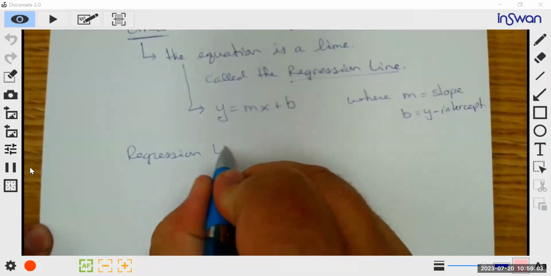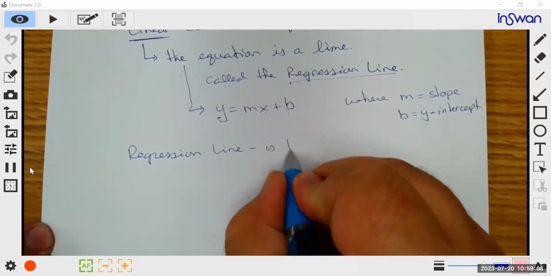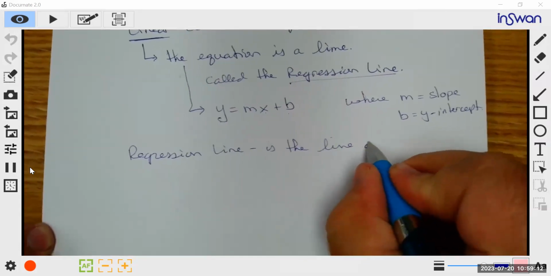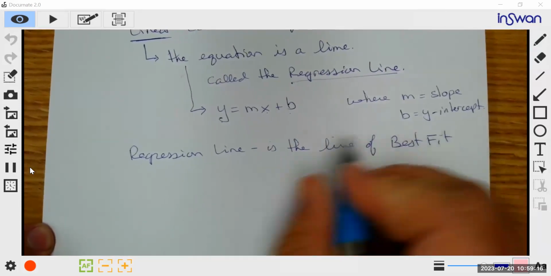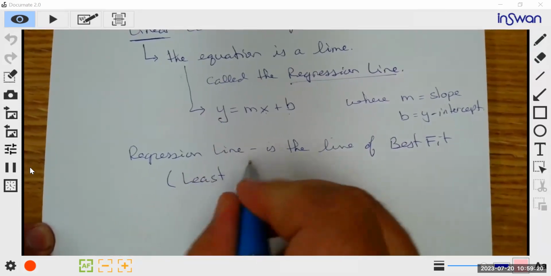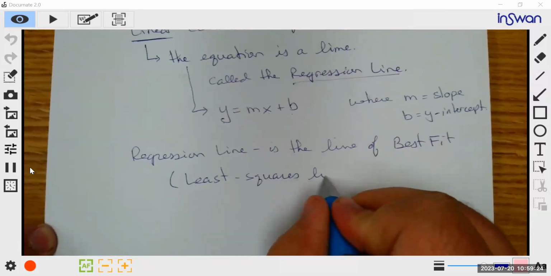Let's define what a regression line is. The regression line is the line of best fit. You'll also hear it called the least squares line.